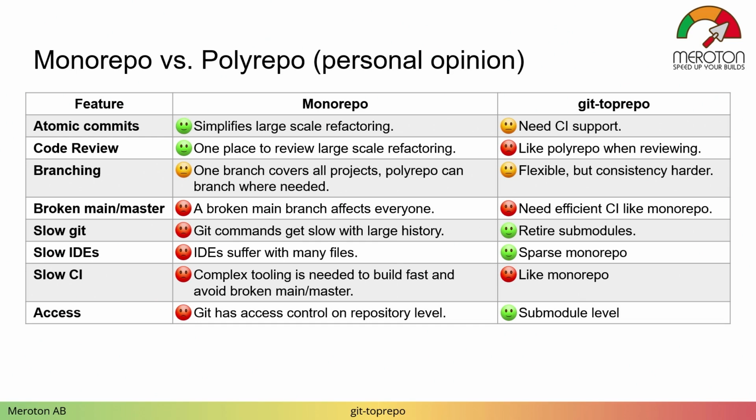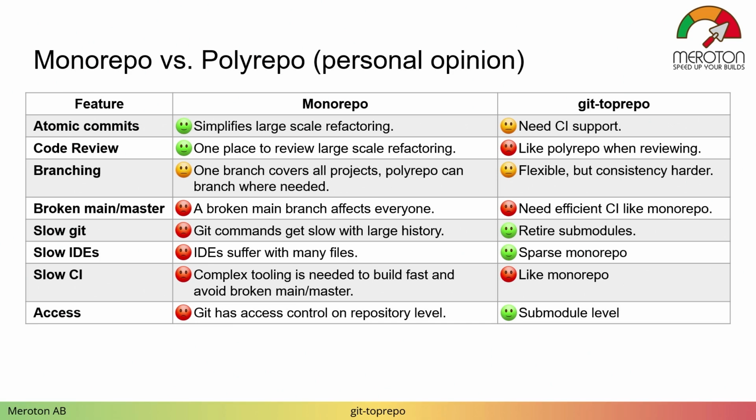Broken master main, some may say that, well, if my main branch can't build, I just block the whole company. Yes, you do, and if you do it in a polyrepo, that's also a problem. So what you need is an efficient CI engine and efficient build system. So you need to invest money in that, and the money perspective and investment is a problem. With the monorepo, you get slow Git commands eventually, with a large history.